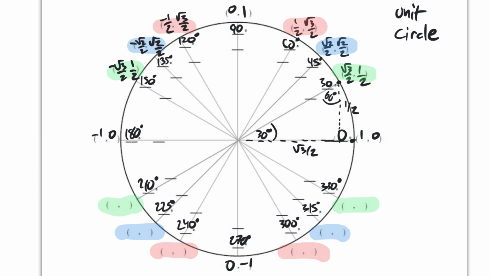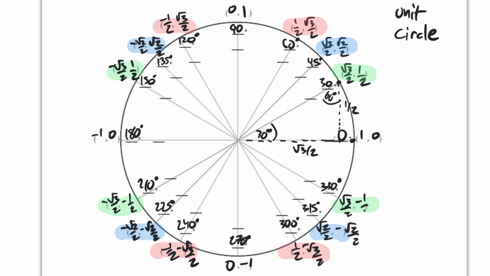Okay, this should be negative root 3 over 2, negative 1/2, negative root 2 over 2, negative root 2 over 2, negative 1/2, negative root 3 over 2. Then this will be positive 1/2, root 3 over 2 is negative, positive root 2 over 2, negative root 2 over 2, and root 3 over 2, negative 1/2.